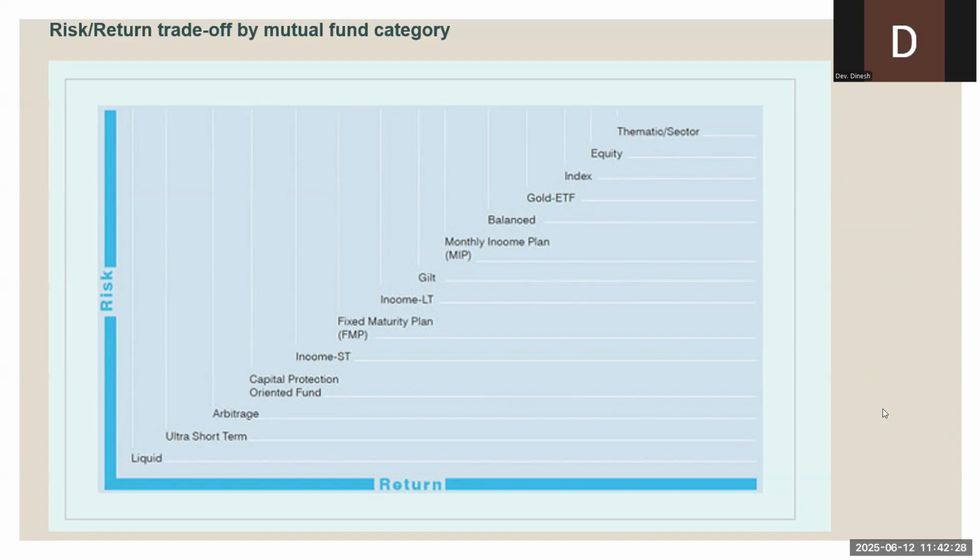Then comes ultra short term, arbitrage fund, capital protection oriented funds, where risk is lower, return is also lower. Income funds, fixed maturity plans, income long term funds, gilt funds, monthly income plan, balanced, gold ETF. So here, as we go along, the risk also goes up, the return also goes up. Then index funds, what are index funds?